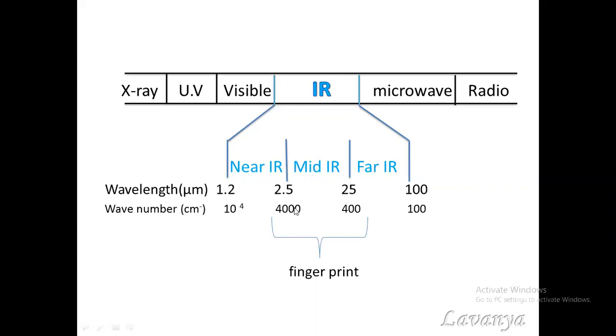Stretching of the functional groups will range in this region. So this is considered as a fingerprint region, as it gives the information about the different functional groups in a sample.